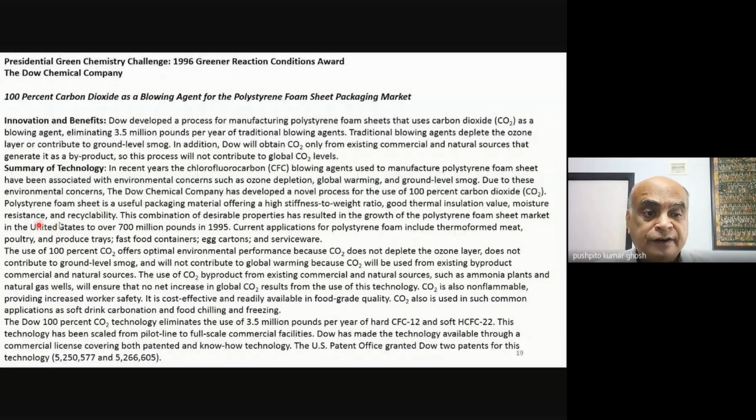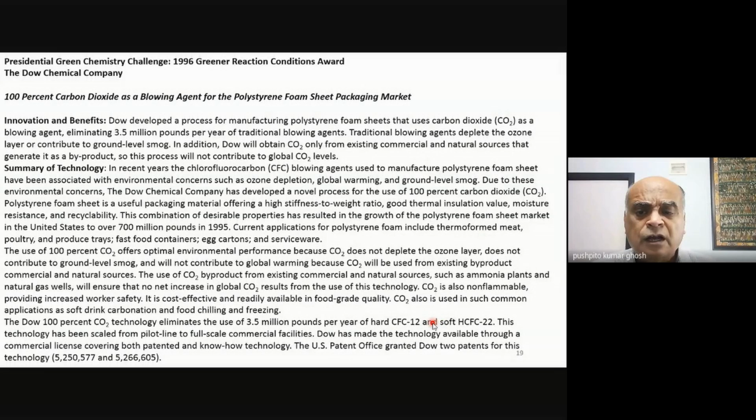They were moisture resistant. They were recyclable. Nothing was lost. And these things are used, for example, all these eggs are kept in these packages which are made of styrofoam. They are shaped, and you put one egg in each of those holes. So egg cartons, fast food containers, everything. They were able to replace the use of CFC.